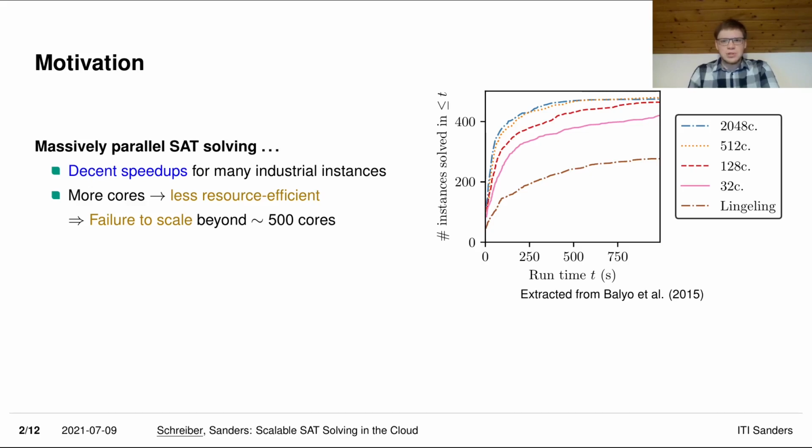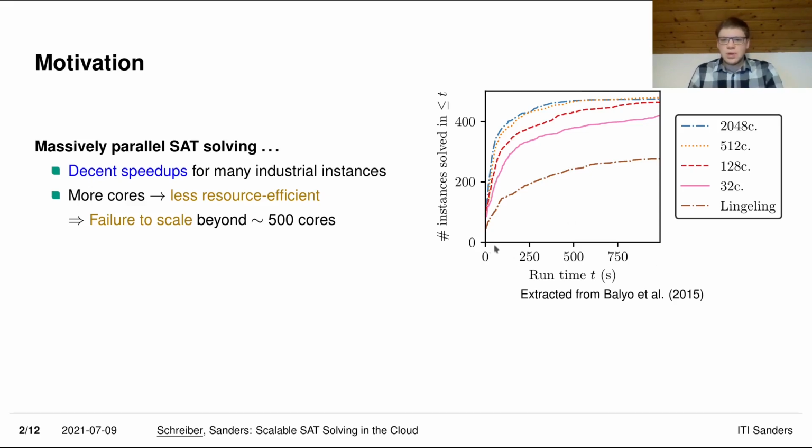Let me begin with our motivation. We want to take a closer look at massively parallel SAT solving, and in particular at the popular large-scale solver Hordesat. Hordesat achieved decent speedups for a lot of industrial instances, but in general, the more cores you invest, the less resource efficient Hordesat gets.